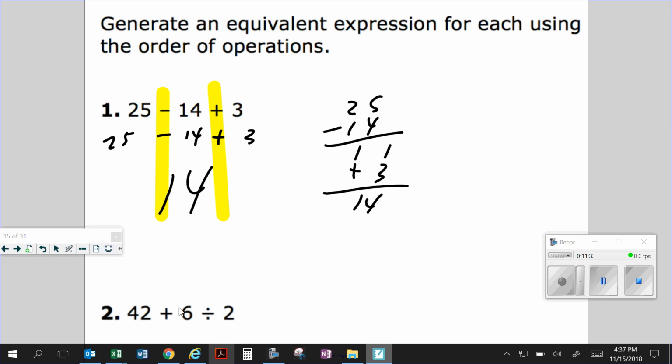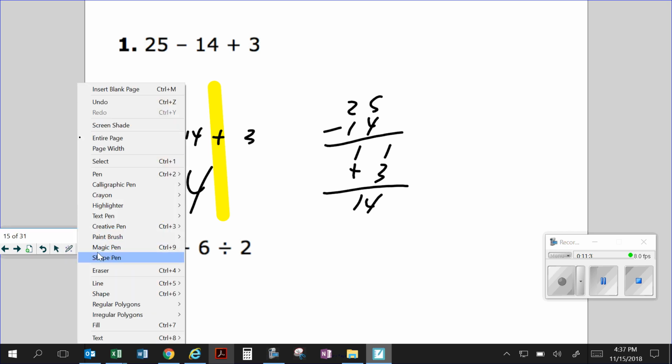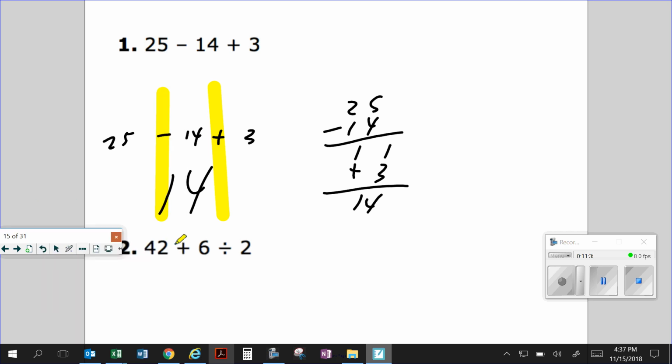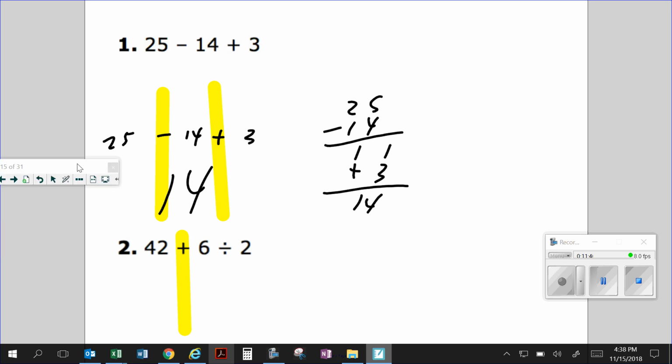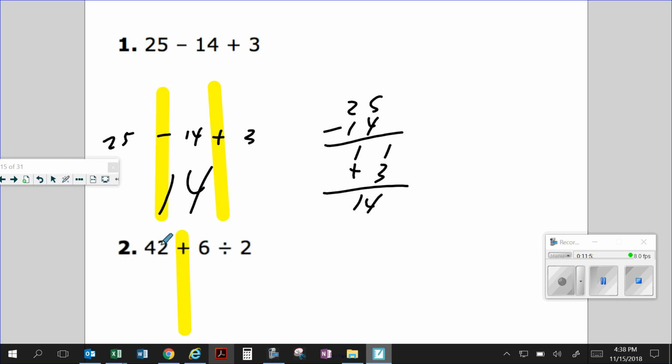Number two. Let me get my trusty highlighter. I highlight any addition or subtraction operators. Do you see how this operator has broken it into two different terms? What do you see in the first term? I see a 42. What do you see in the right term? 6 divided by 2. And what is 6 divided by 2? 3. 42 plus 3 is 45.